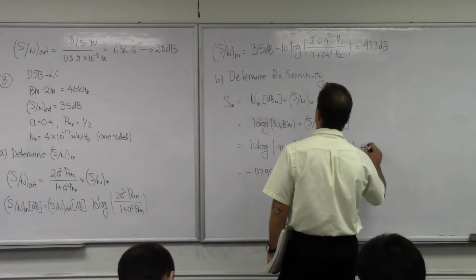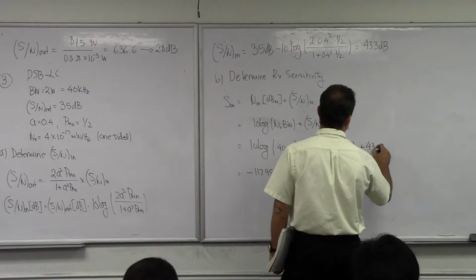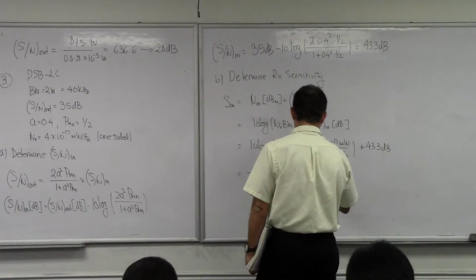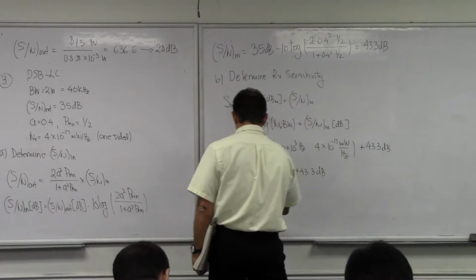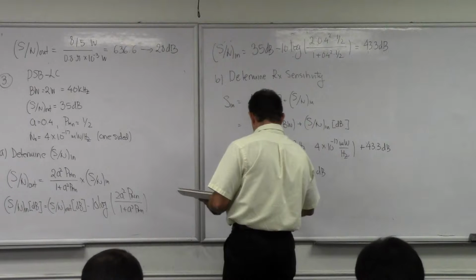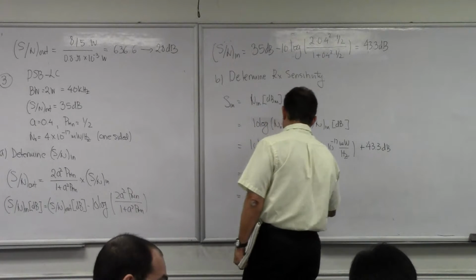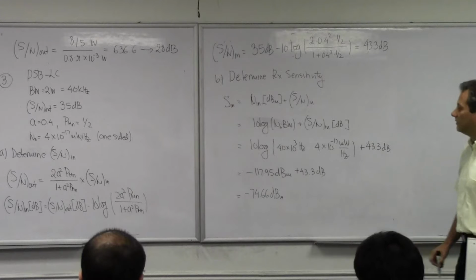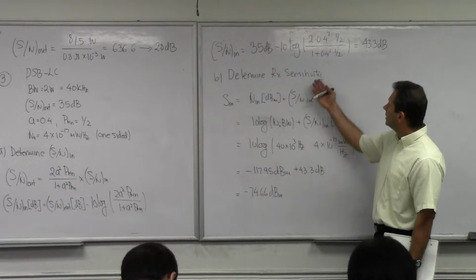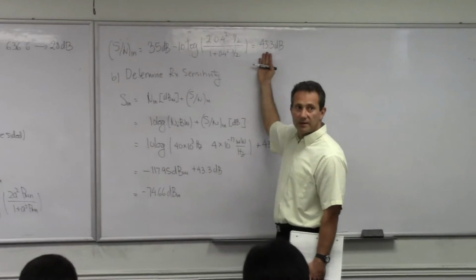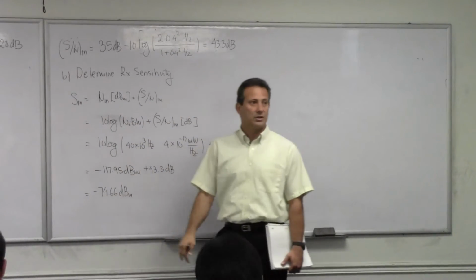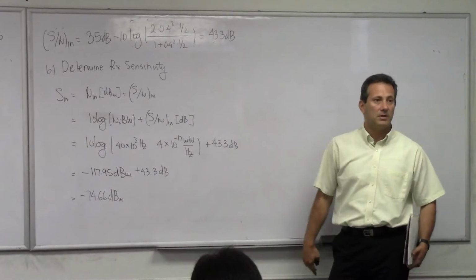Plus, I guess here I should put 43 dB. So plus 43.3 dB. And this gives me a power of the signal, which needs to be minus 74.66 dBm. So that's the power of the signal that I need to deliver to this receiver. If I deliver this much power to the front end, then the signal-to-noise ratio at the front end is going to be 43 dB, and after demodulating, the output signal-to-noise ratio is going to be 35 dB. So I'm going to meet the performance.